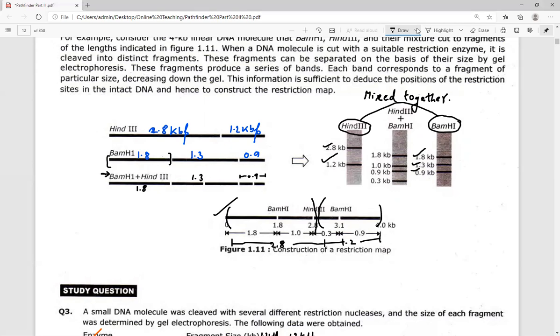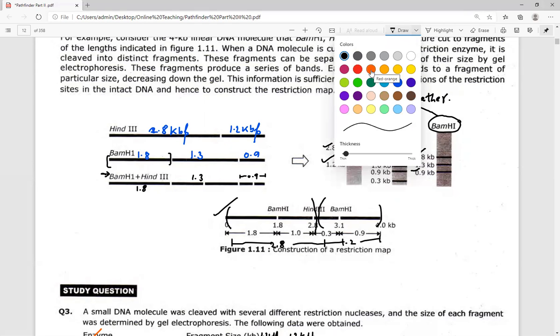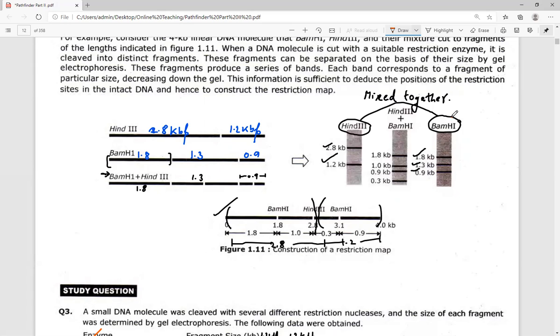Now, I'm taking another color, a red color, for the BamH1. Now, where is this BamH1 going to cleave? The BamH1 is going to cleave at a distance of 1.8. So this is the region where BamH1 has cleaved, at 1.8.